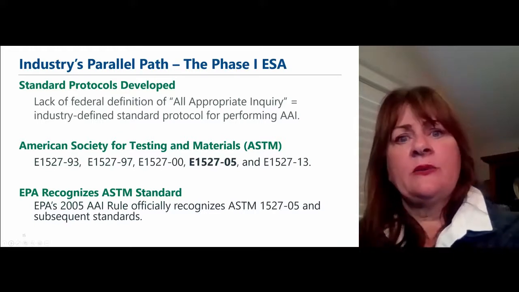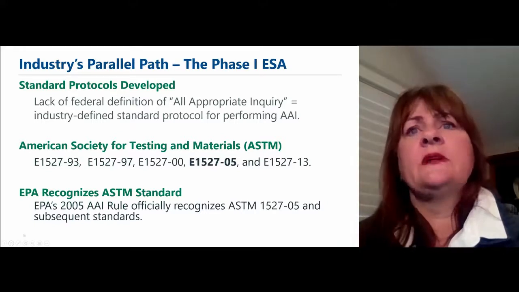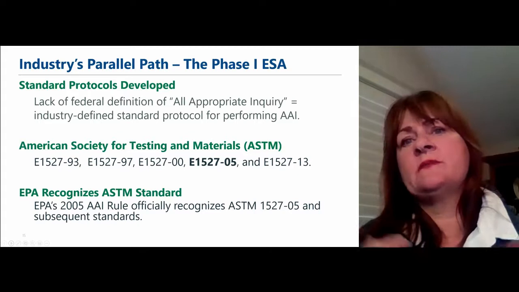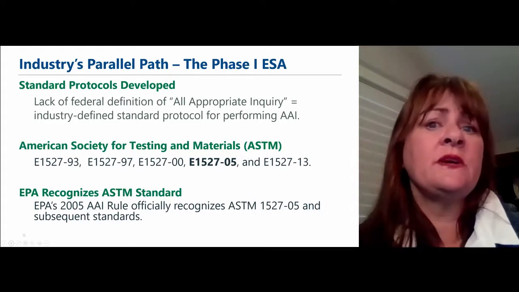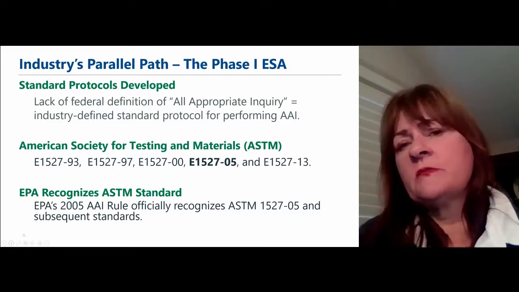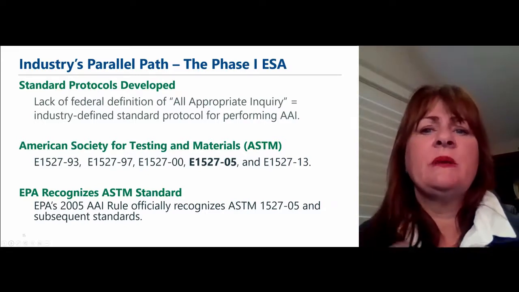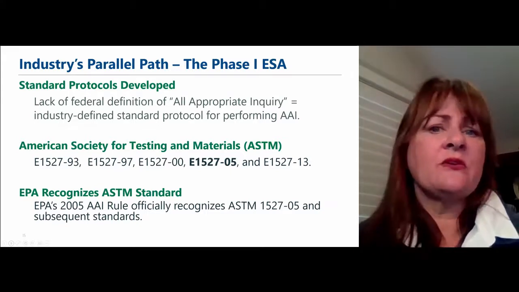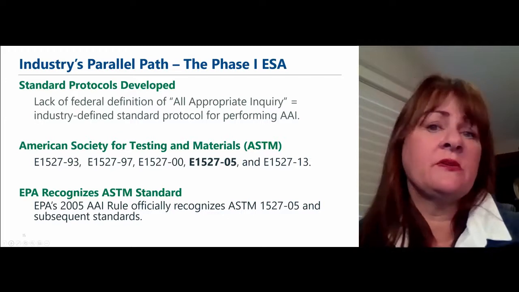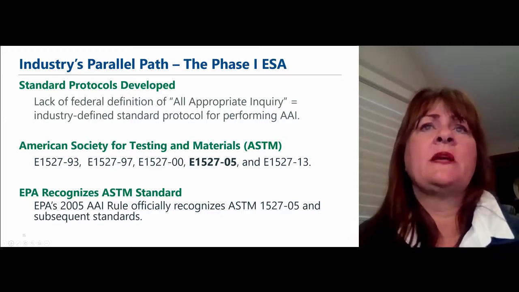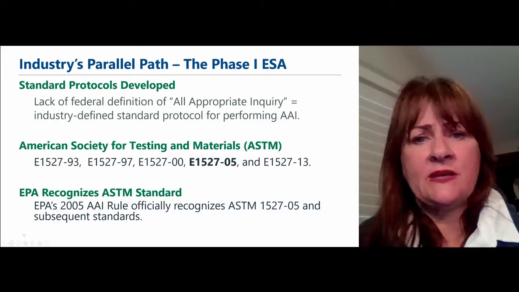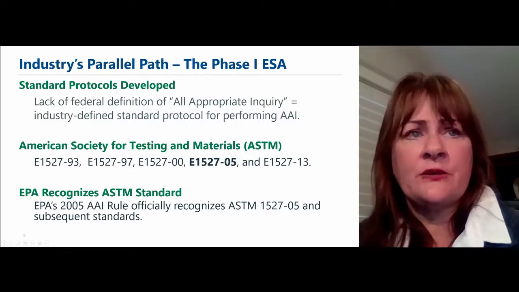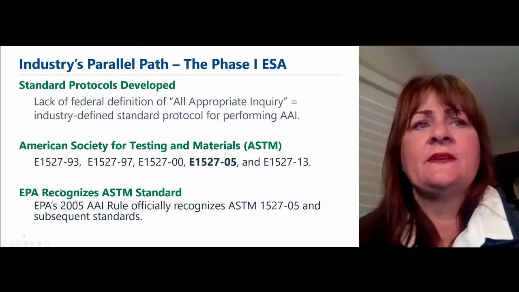During that time, however, because the EPA and Congress didn't really have any information or couldn't provide any information in the marketplace about what would constitute an appropriate level of inquiry, the commercial industry, bankers, lawyers, people that were working in buying and selling property decided to come up with their own standard for what it would mean to conduct an appropriate level of inquiry into the environmental condition of a property. So they got together with ASTM, which is the American Society for Testing and Materials, and they came up with a standard. And that standard was the 1527 standard.